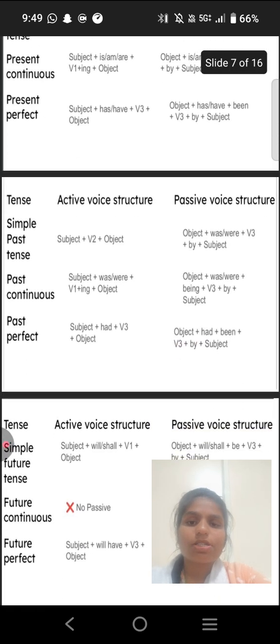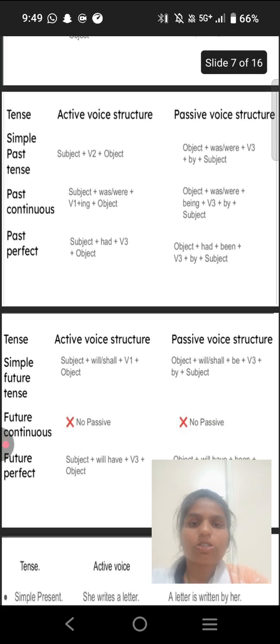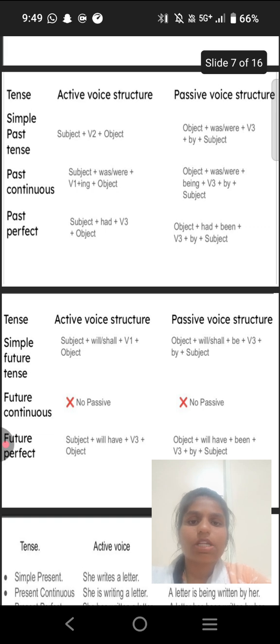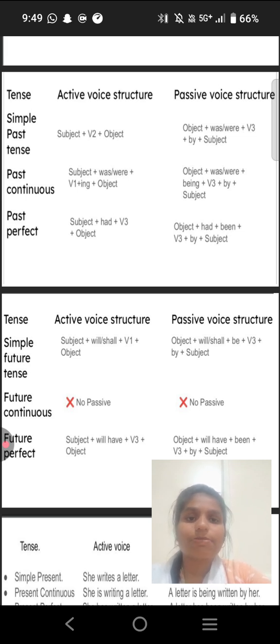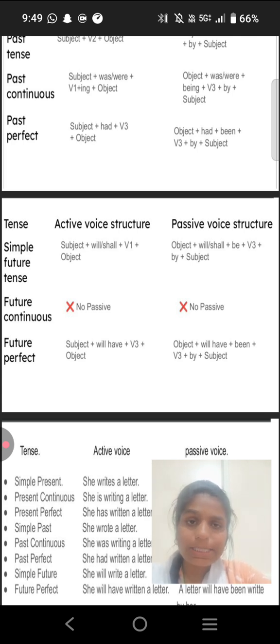In past tense also we have subject plus V2 plus object. In passive voice, object plus was or were plus V3 plus by plus subject. In past continuous, subject plus was or were plus V1 plus ing plus object. In passive voice, object plus was or were plus being plus V3 plus by plus subject. In past perfect, in active voice, subject plus had plus V3 plus object. In passive voice, object plus had plus been plus V3 plus by plus subject.